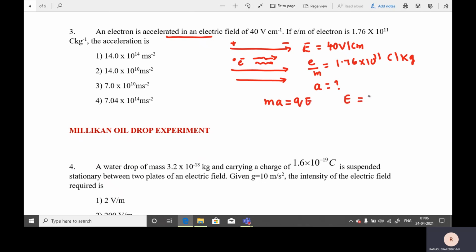Then electric field E is equal to E, q, m, a. What we have to find? Acceleration. Then acceleration a is equal to qE by m. What is the charge of an electron and the mass of an electron? We know this value, that is 1.76 into 10 to the power of 11, and the electric field we know, 40. So this value will get 7.04 into 10 to the power of 12.